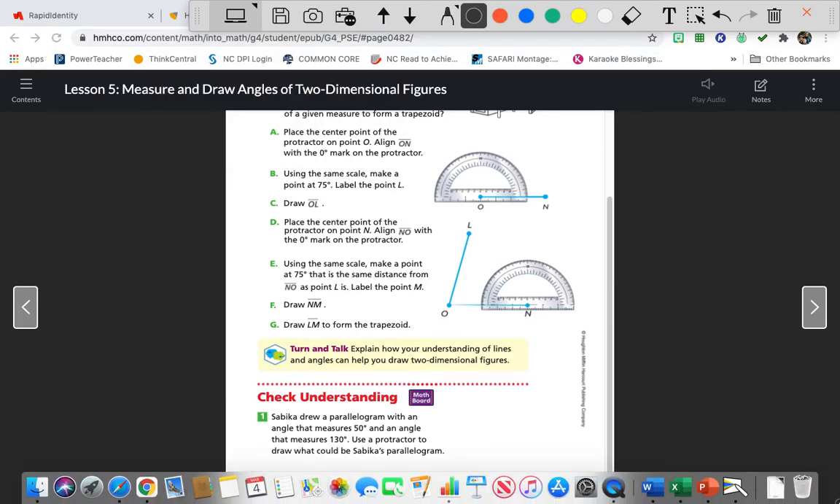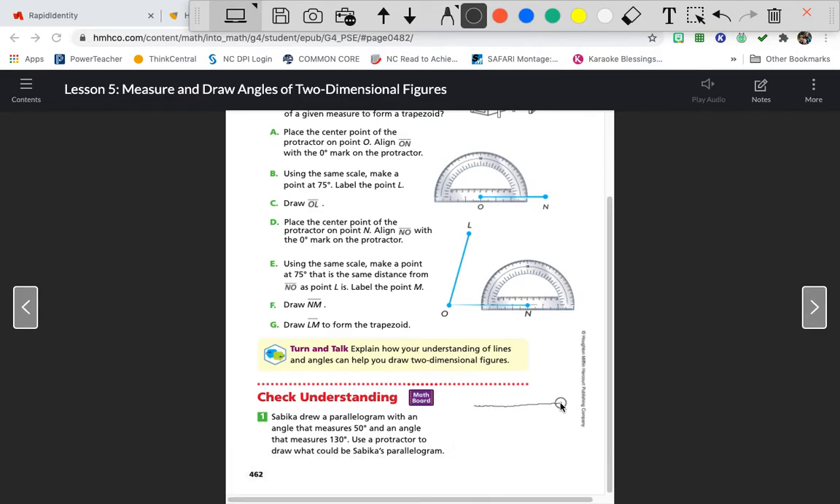Sabika drew a parallelogram with an angle that measures 50 degrees and an angle that measures 130 degrees. Use a protractor to draw what could be Sabika's parallelogram. So an example of one would look something like this. So these would be our parallel lines.